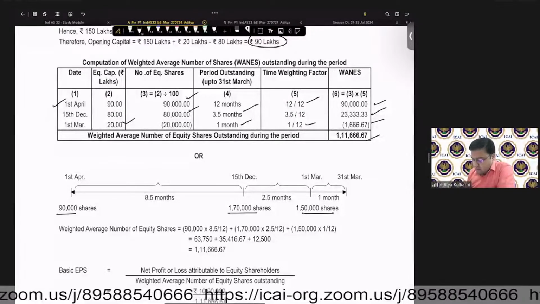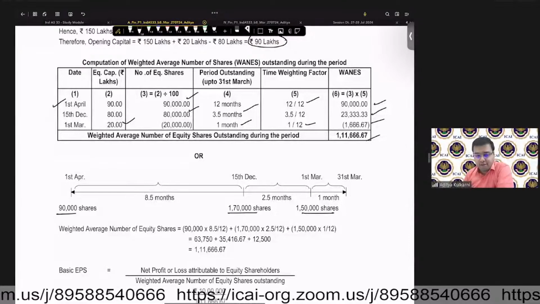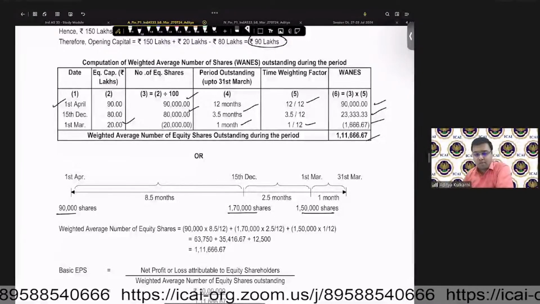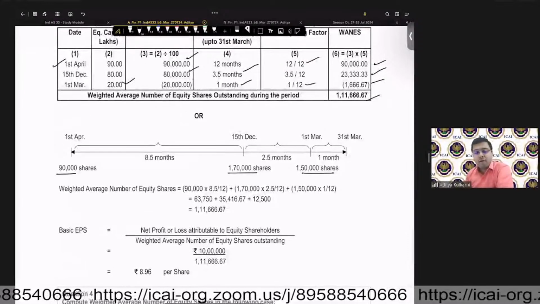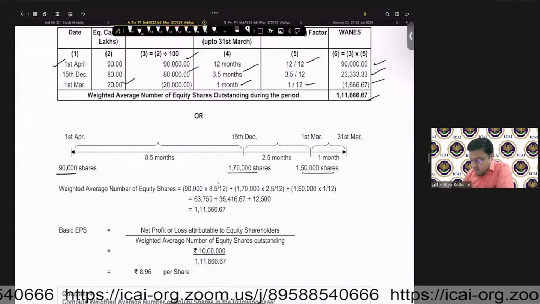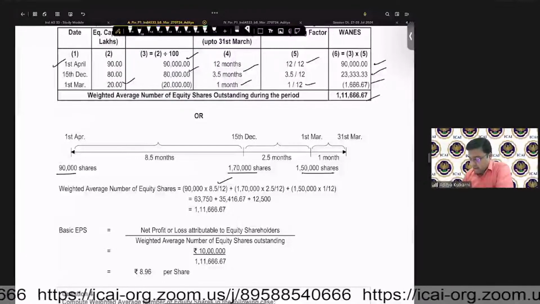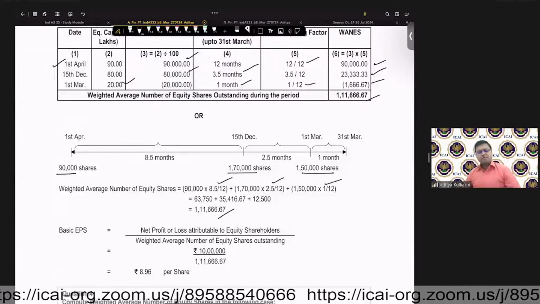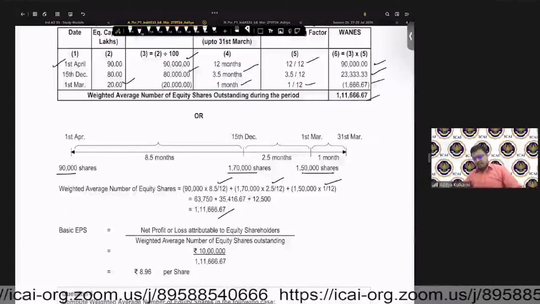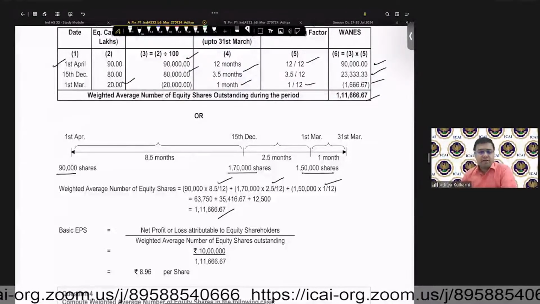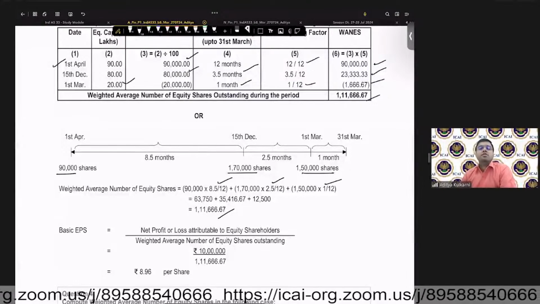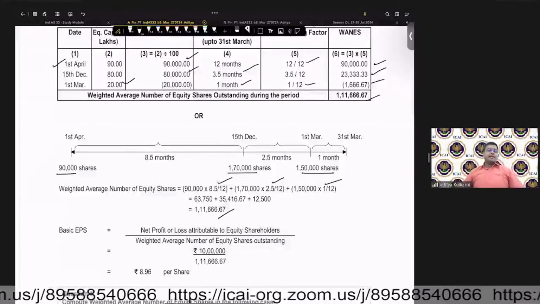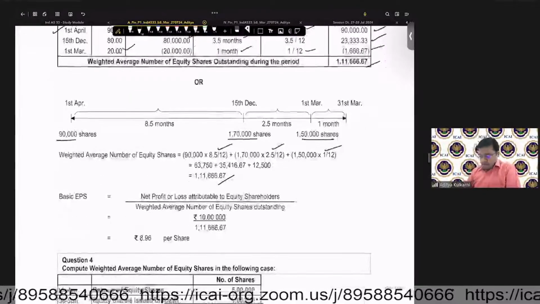So 90,000 was effectively there for 8.5 months, 1,70,000 for 2.5 months, and 1,50,000 for 1 month. So if you do the weighing for the time, 90,000 into 8.5 by 12, 1,70,000 into 2.5 by 12 and 1,50,000 into 1 by 12, you get the same answer. Reason why I would prefer a timeline approach is chances of skipping any adjustment is extremely remote.